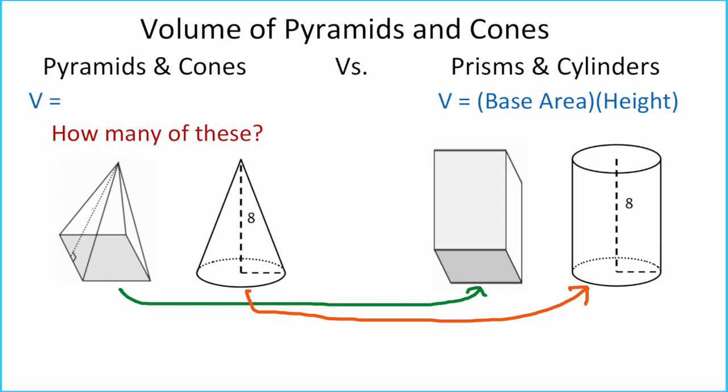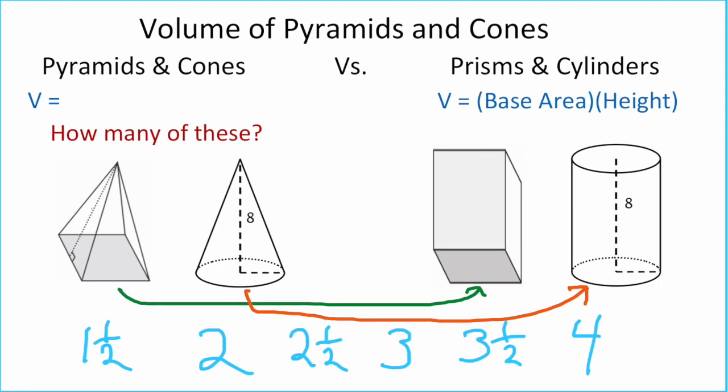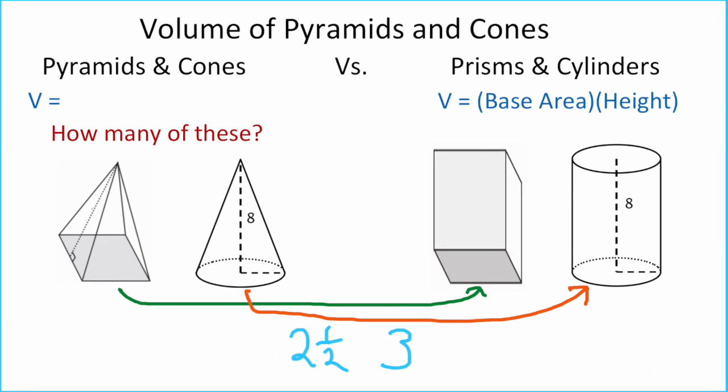So you want to play a guessing game? How many does it take? Does it take 2, 3, 4, 1.5, 2.5, 3.5? Make your guess. And we're going to start removing the wrong answers. Here we go. It is not 3.5, or 1.5, or 4, or 2. It is 3. It takes 3 of those pyramids to make the same volume as the square prism.